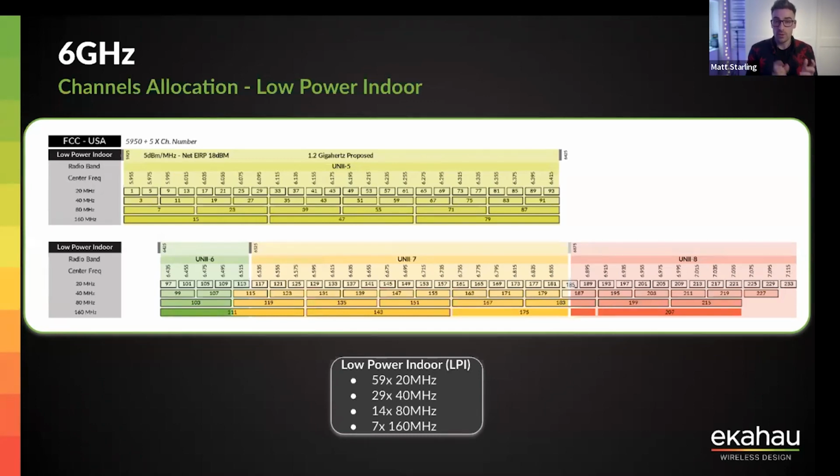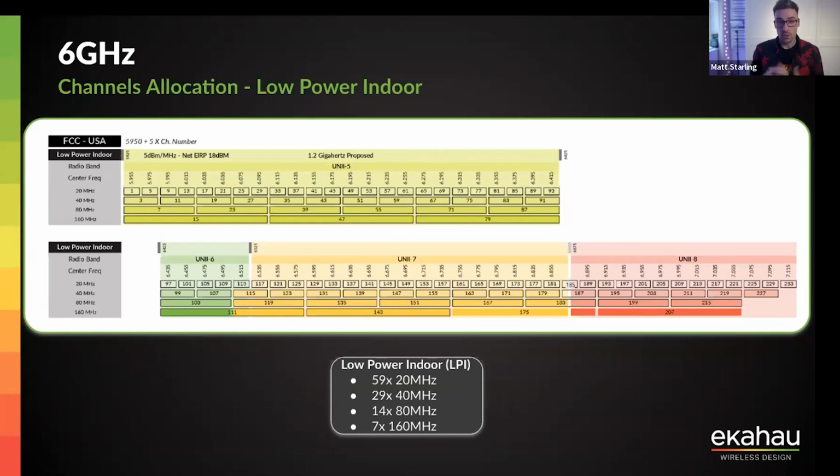The UNII bands that we're going to be using now are UNII-5, UNII-6, UNII-7, and UNII-8 for low power indoor. So what does that mean? That means that low power indoor devices can have up to 59 20 megahertz non-overlapping channels. But what can we do in Wi-Fi? We can bond adjacent channels together on our radios to create a wider channel, a 40 megahertz wide channel, to give us higher data rates and more throughput. If we want to use 40 megahertz wide channels, we absolutely can. That means we're going to have up to 29 non-overlapping 40 megahertz wide channels.